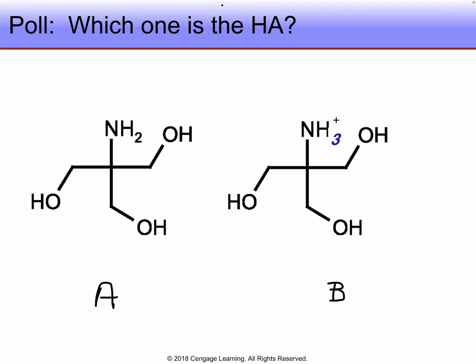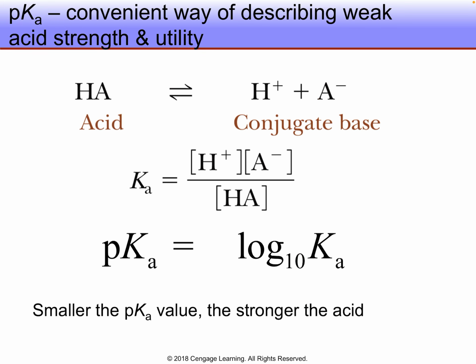Which one of these is HA? Again, you might want to pause. Think about it. Which one has more hydrogens? Okay, I'm going to give the answer now. Between these two species, B is the one that has more H's, and it's right here. Okay.